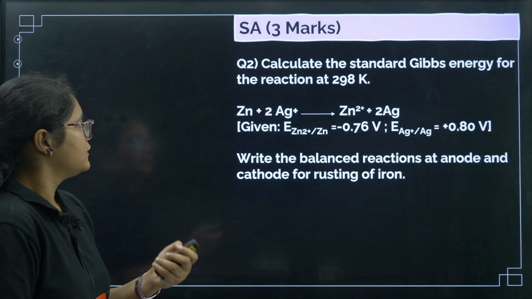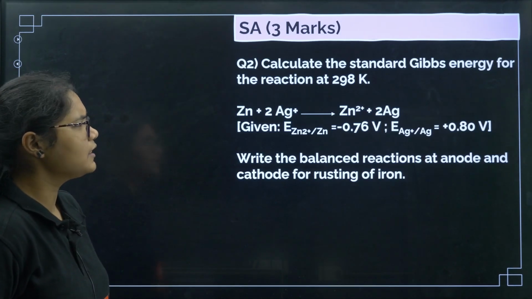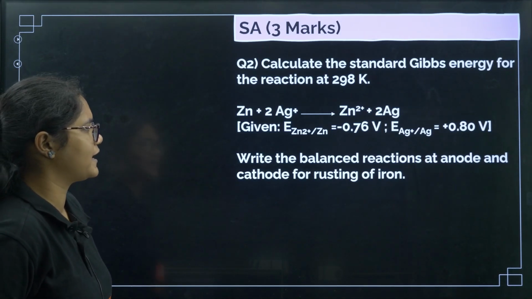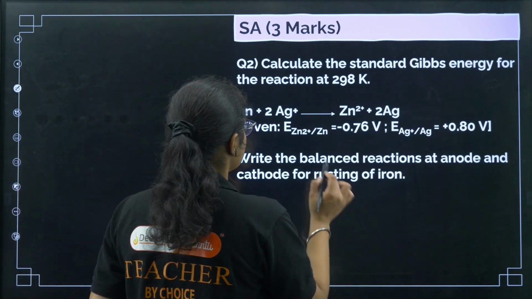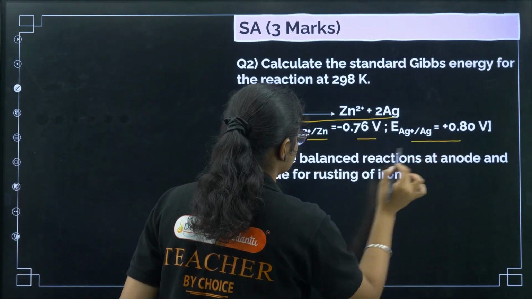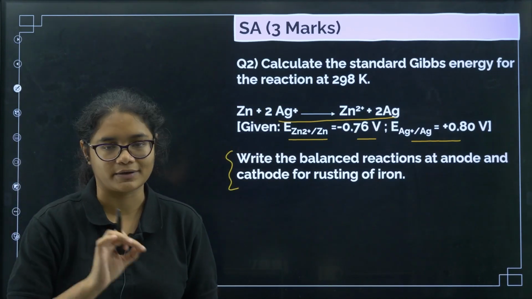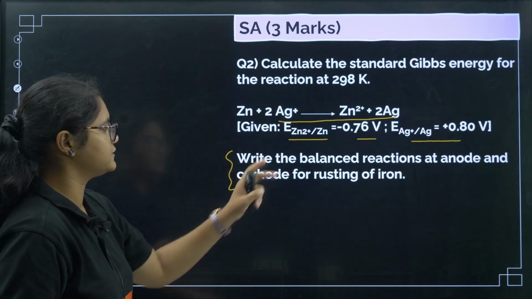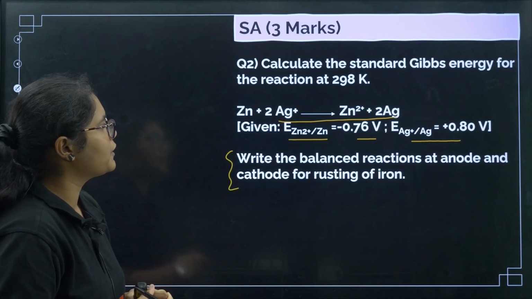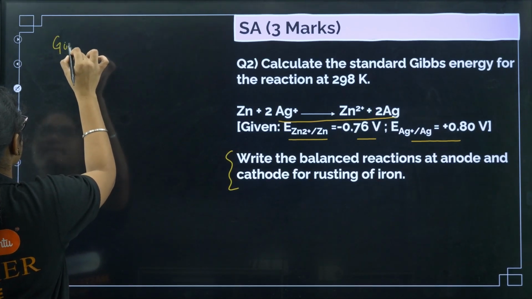Now let us see the next question. Calculate the Gibbs energy for the reaction at 298 Kelvin. Zn, this is the reaction given to you and these values are given. This part is a theoretical question. I have already solved it in the physical chemistry solution. You can see there. Now we will be discussing this one here. You have to calculate the Gibbs free energy, so first of all, write down the given data.